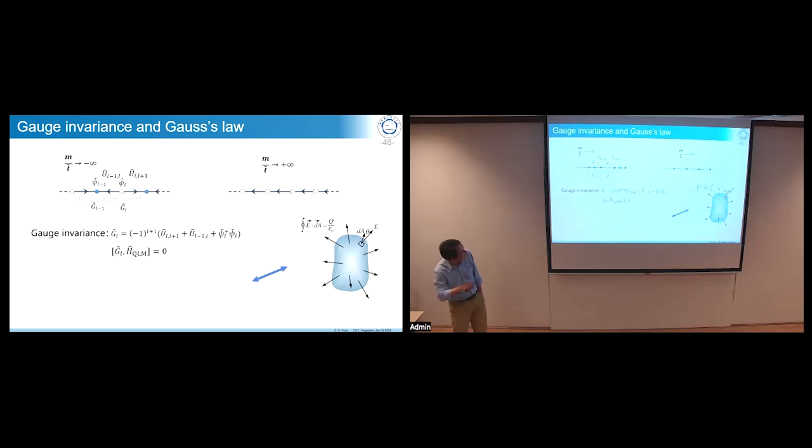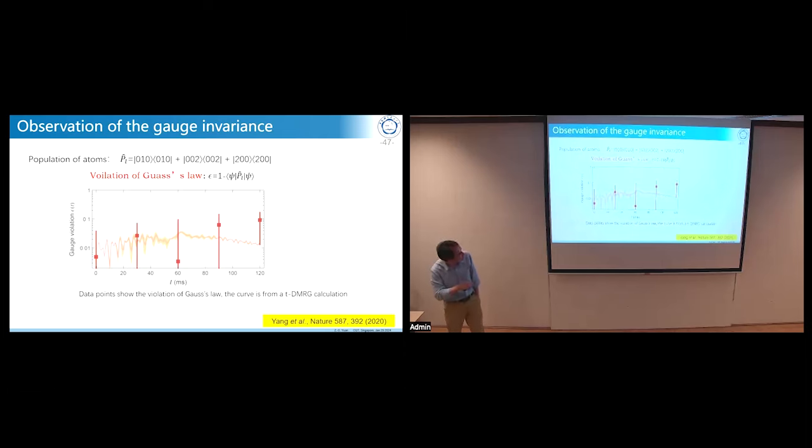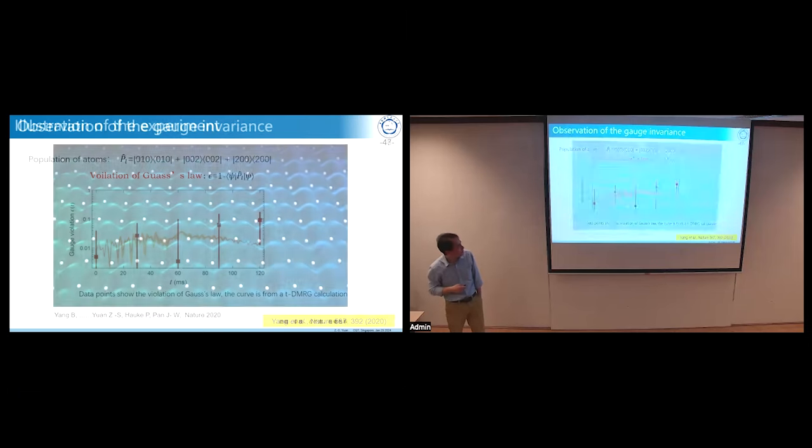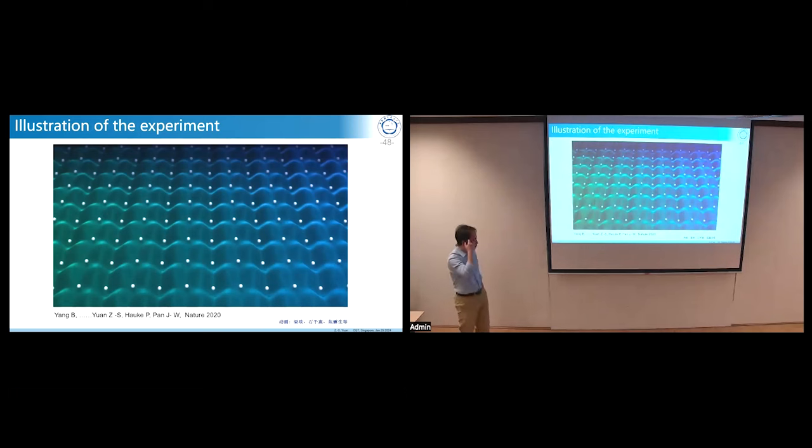We have here in the center the charge and these are the fields. Of course, finally this is observable: the electric field and the number of particles. Finally we found a very small violation along the phase transition from one side to the other side. This is something like 1% of violation, which means we observe the so-called Gauss's law.